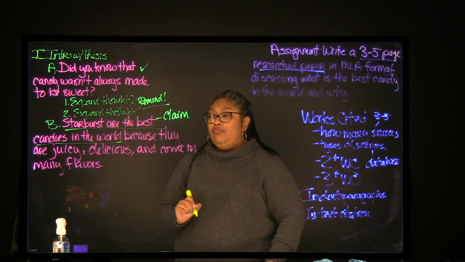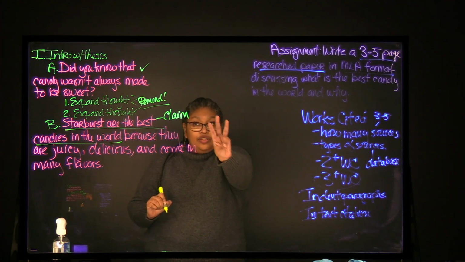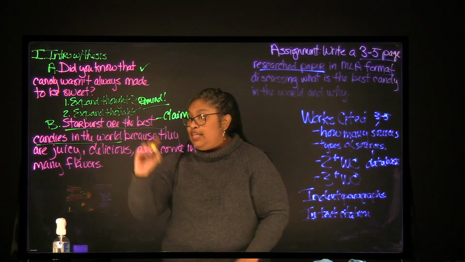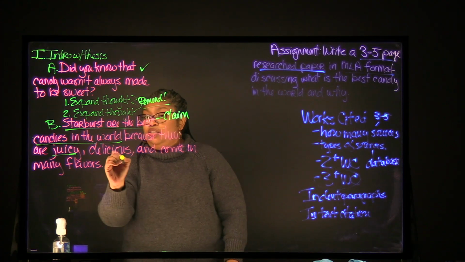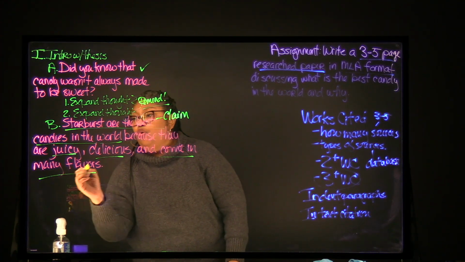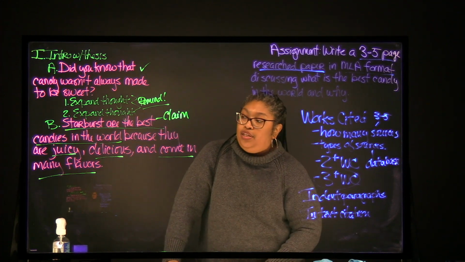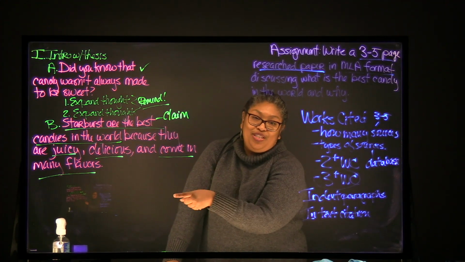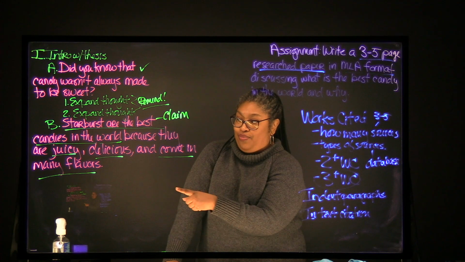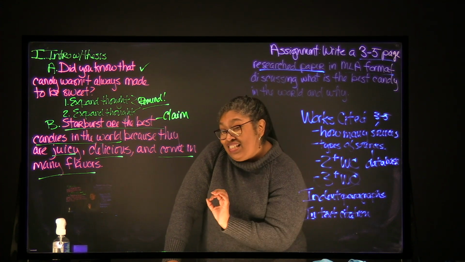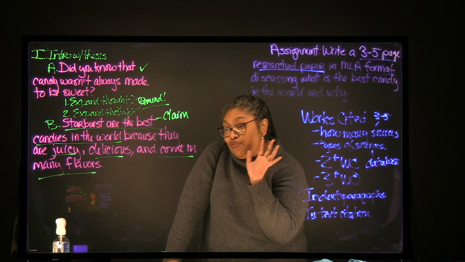Now, I have three pieces of evidence. Three pieces of evidence here that says they're the best in the world. They're juicy, delicious, and come in many flavors. 1, 2, 3. Why is this important? Because this is going to give you the structure for the rest of your paper. Okay? Yes, I'm talking about the basic 5-paragraph structure.